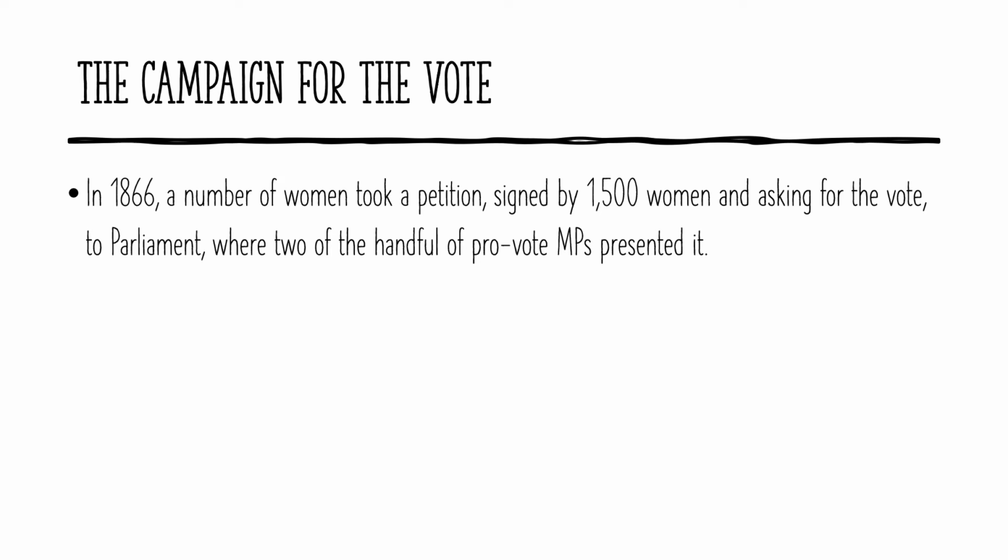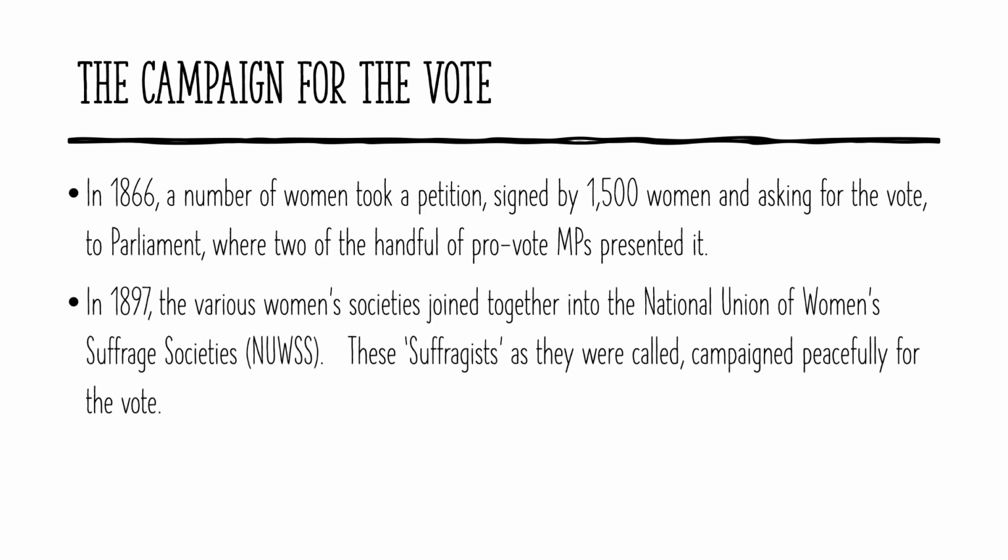So in 1866, a number of women took a petition signed by 1,500 women asking for the vote to Parliament, where two of the handful of pro-vote MPs presented it. And in 1897, various women's societies joined together into what was known as the National Union of Women's Suffrage Societies, or the NUWSS. And these suffragists, as they were called, campaigned peacefully for the vote.